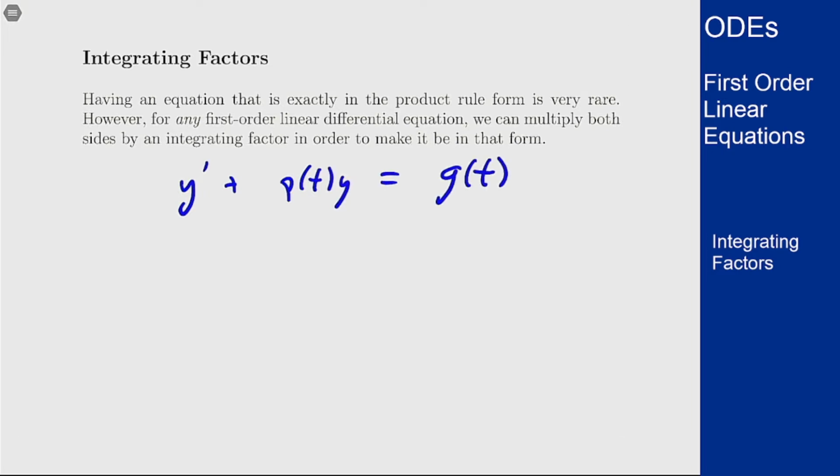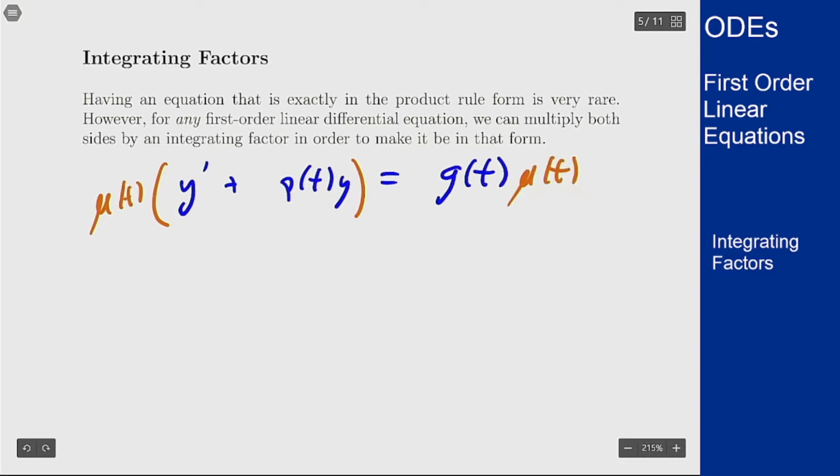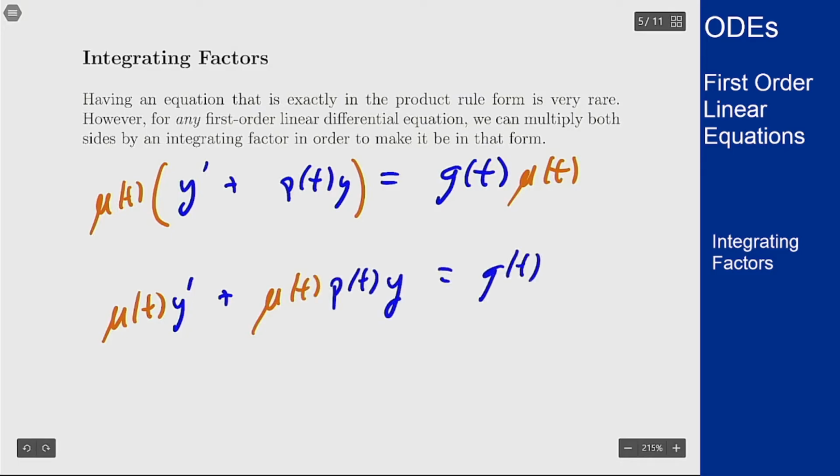Our goal is to multiply both sides of this by some function mu of t so that it turns into a product rule term on the left side. So we multiply both sides by mu(t) and expand out the left-hand side. We see mu(t) y' + mu(t) p(t) y = g(t) mu(t).